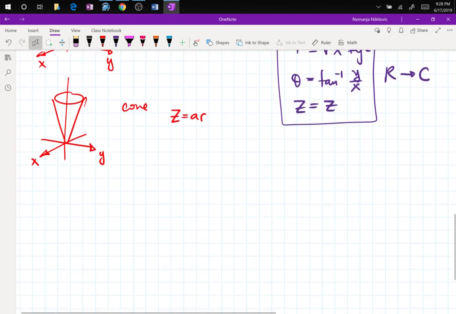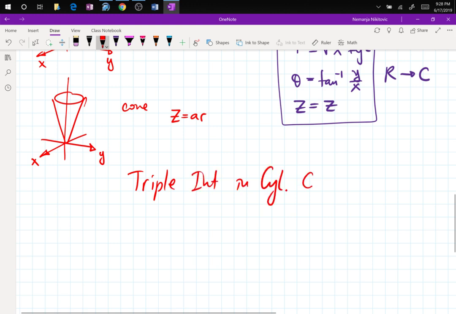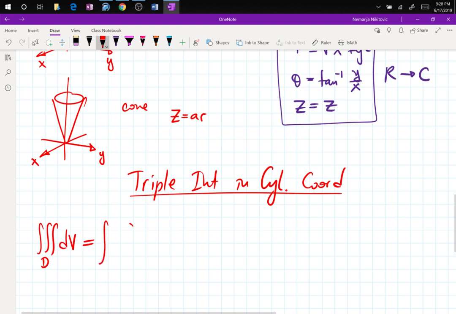Alright, so please don't freak out when you see the integral, because it just looks bad, but it's actually not that bad. So the triple integral in cylindrical coordinates. We have a regular triple integral dV, and that's going to be this triple integral now, which has f of r cosine theta, r sine theta, and z, dz r dr d theta.